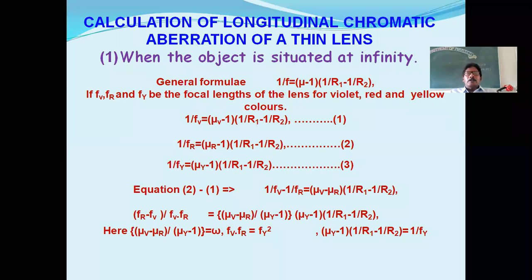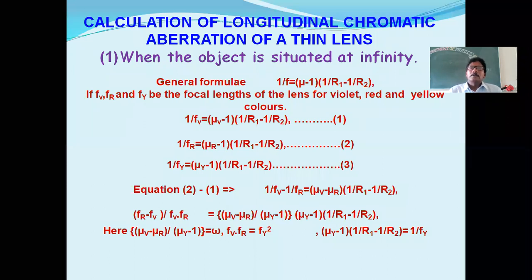For this, we are going to take a formula which is called the Lens-Maker's formula. What is Lens-Maker's formula? 1 by f is equal to (mu minus 1) into (1 by r1 minus 1 by r2). This is called the Lens-Maker's formula. Here f is the focal length of the lens. Mu is the refractive index of the lens. R1 and R2 are the radii of curvatures of the lens. Here R2 is taken as negative because one curvature is convex and the other curvature is concave.